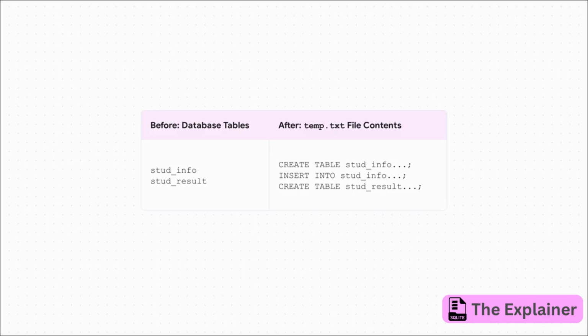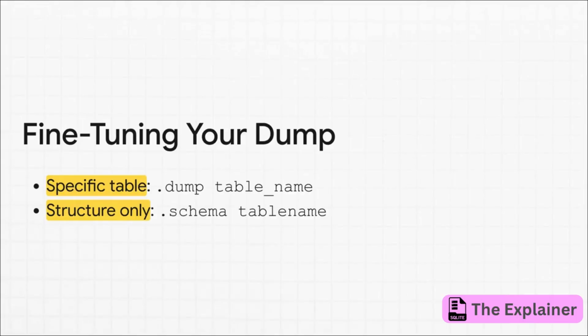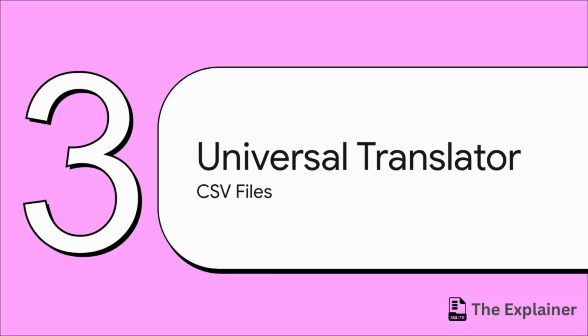This shows the transformation perfectly. On the left, that's your database with its tables. On the right, that's the plain text file. You can actually see the SQL commands in there to rebuild the whole thing. A complicated database turned into one simple, portable text file. How cool is that? And it gets better. You don't have to dump the whole shebang every time. If you only want a backup of one specific table, you can just tell it which one. Or what if you just want the structure, like an empty shell of the database with no data in it? Then you can just use the .schema command. It's incredibly flexible.